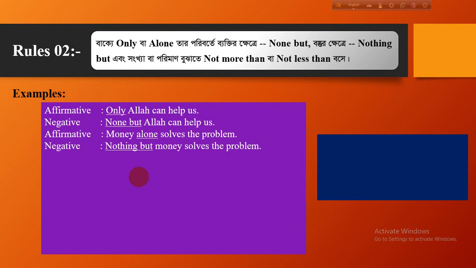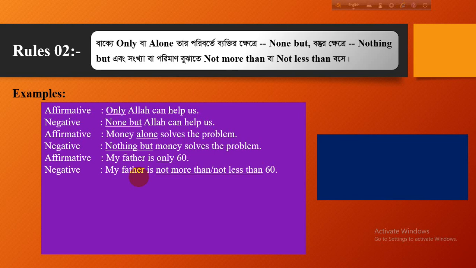So let's come to another example. My father is only 60. Here the modifying word is 60. So before 60 we have to use the word. 60 is a number, so we can use not more than or not less than. Here goes the answer: My father is not more than 60 or not less than 60.